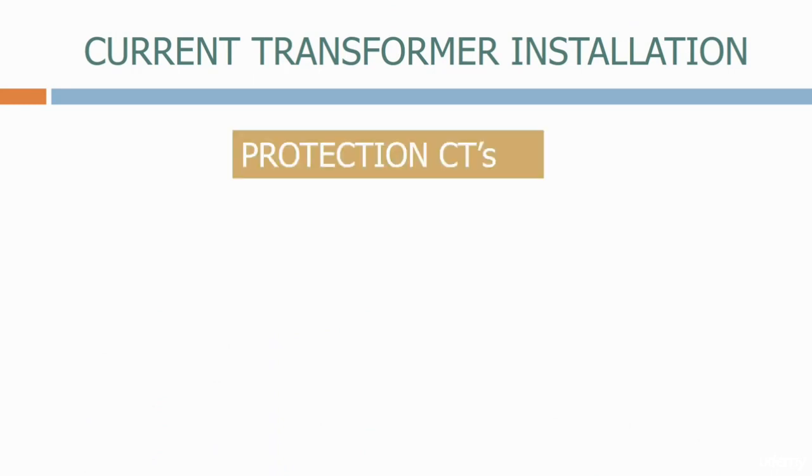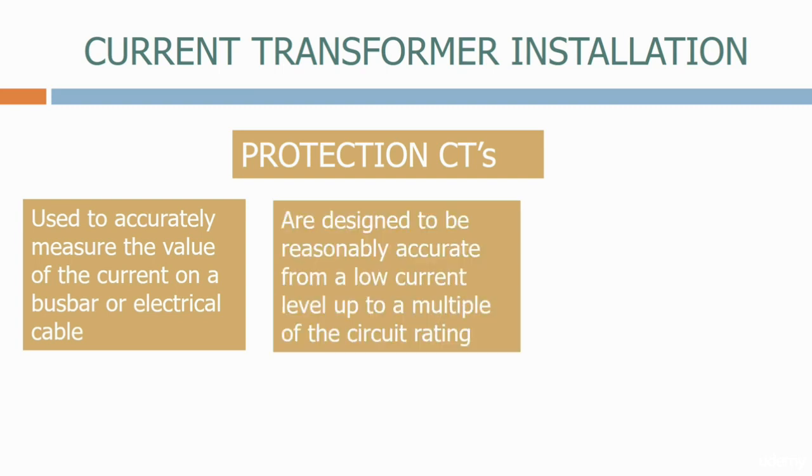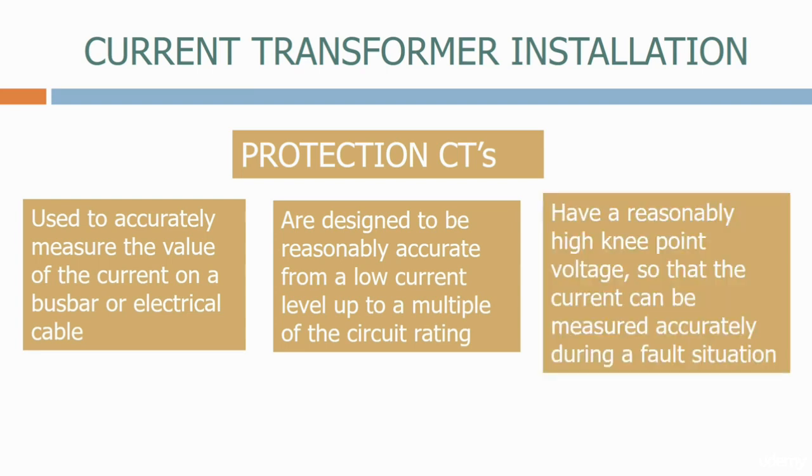Next, we have protection CTs. These are used to accurately measure the value of the current on a busbar or electrical cable. They are designed to be reasonably accurate, from a low current level up to a multiple of the circuit rating. They have a reasonably high knee point voltage, so that the current can be measured accurately during a fault situation.